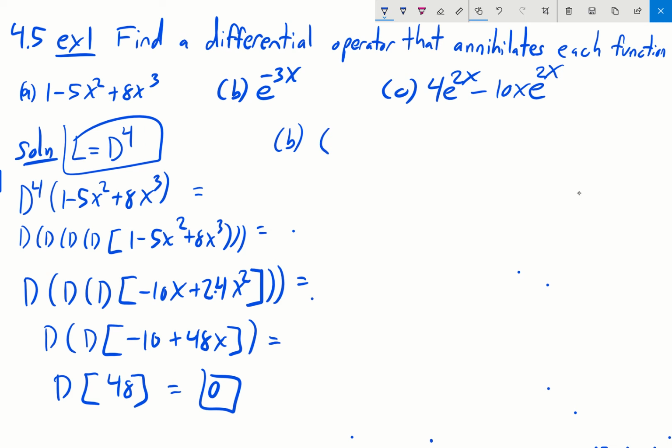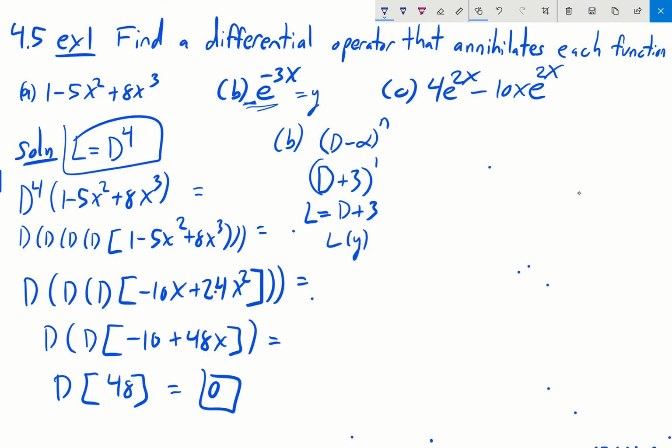So we know that it should be of the form, according to the notes, (D - alpha)^n. Alpha is negative 3, so minus a minus 3 will be plus 3. And then it's one more power than the power of x you would see out in front of this. Well, if there's no x, in other words, if it's a constant, then that would be like x to the 0th power. So the operator should be just D + 3.